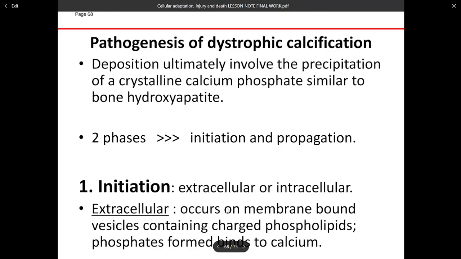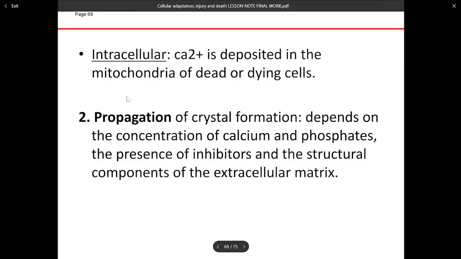Now, extracellular initiation occurs on membrane-bound vesicles containing charged phospholipids. Phosphate formed binds to calcium. Now, intracellular: calcium ion is deposited in the mitochondria of dead or dying cells. Now, propagation of crystal formation depends on the concentration of calcium and phosphate, the presence of inhibitors, and the structural components of the extracellular matrix.